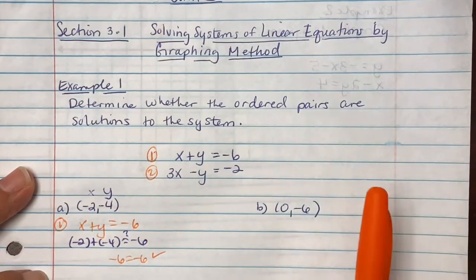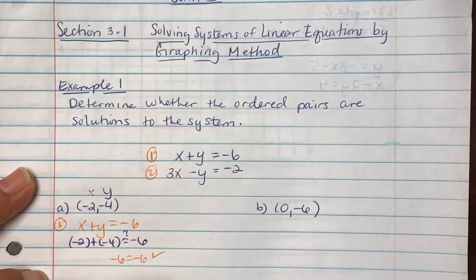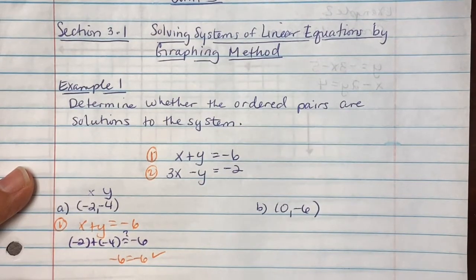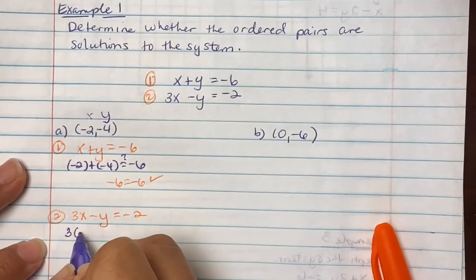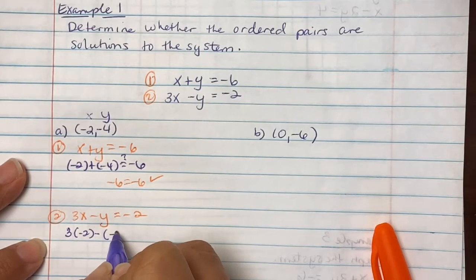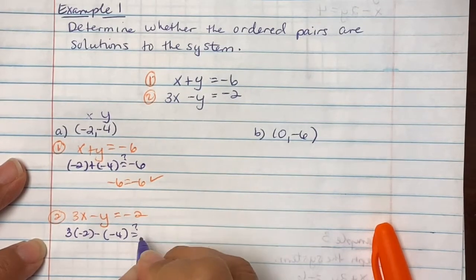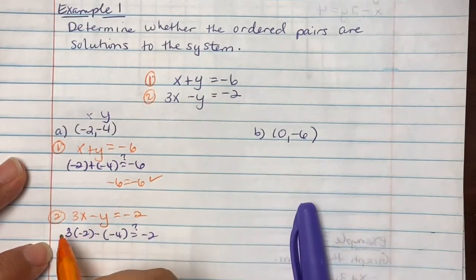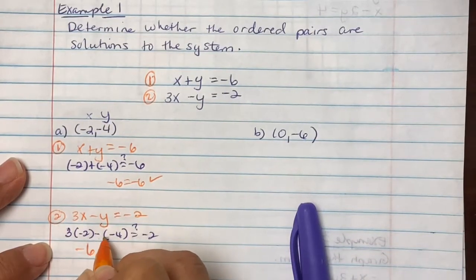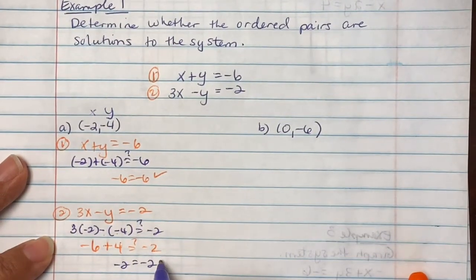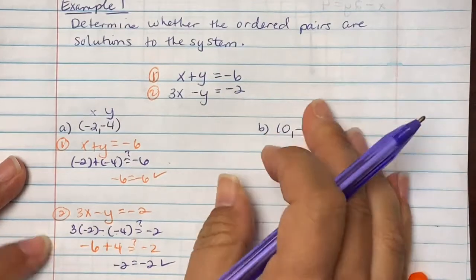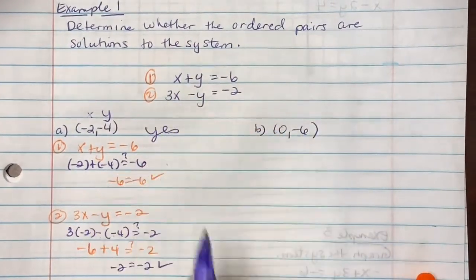Now we need to check the second one. So you go into the second equation, we have 3x minus y equaling -2. Again, substitute in 3 times -2 minus -4. Does that result in -2? So 3 and -2 make -6. Negative makes it +4. -2 equals -2. It worked for both equations, so your answer for this is yes, it's a solution.